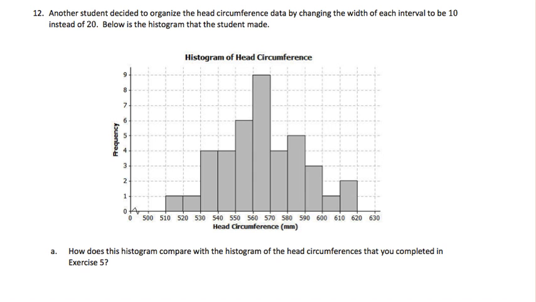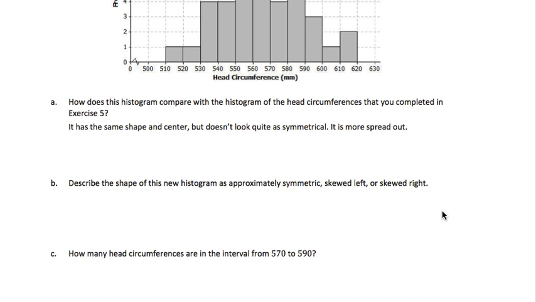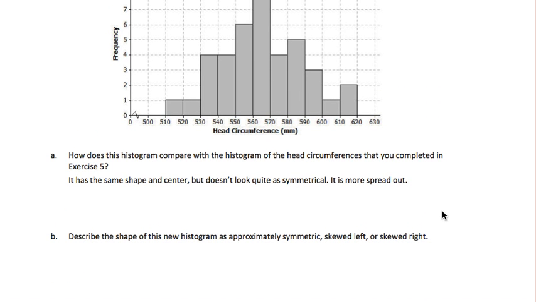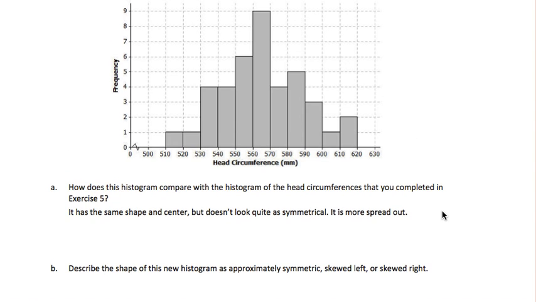And this histogram, in comparison to our original histogram, seems to be symmetrical. Maybe not quite as symmetrical as the other, but it does have generally the same shape and center. Spread out more, of course, and so when it's spread out a little bit more, it doesn't look quite as symmetrical. This new histogram, again, appears relatively symmetrical.